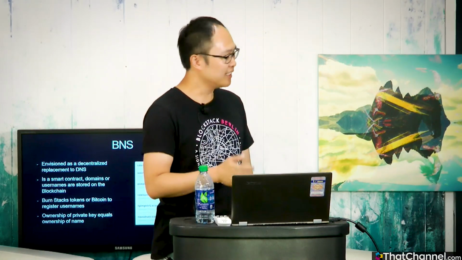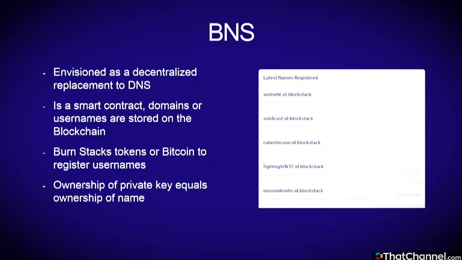So the identity system, which we built, we call it the BNS, Blockstack Naming System. We envisioned this as a decentralized replacement to DNS, so that in the future we could completely replace all the centralized components of the current internet protocol. So right now, it is implemented as a smart contract.